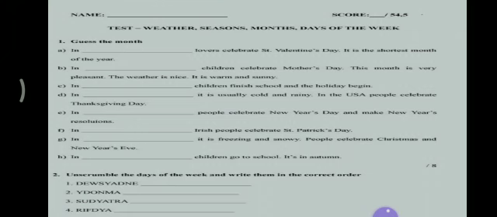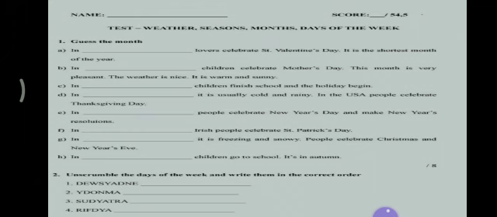In blank, children celebrate Mother's Day. This month is very pleasant. The weather is nice. It is warm and sunny. You understand? Now, for example, in March, children celebrate Mother's Day. This month is very pleasant. The weather is nice. It is warm and sunny. Yes, of course. You are right.